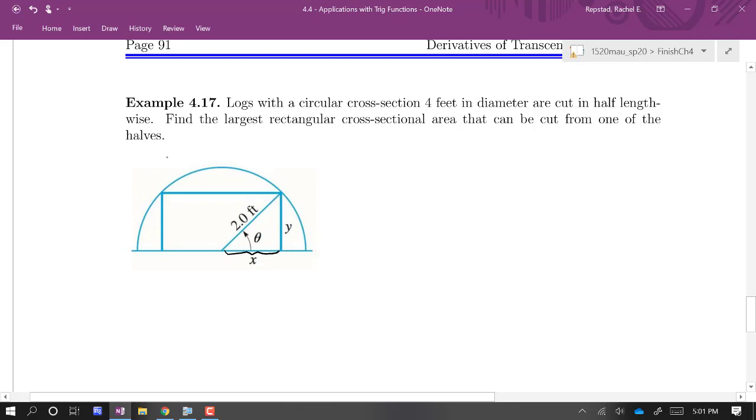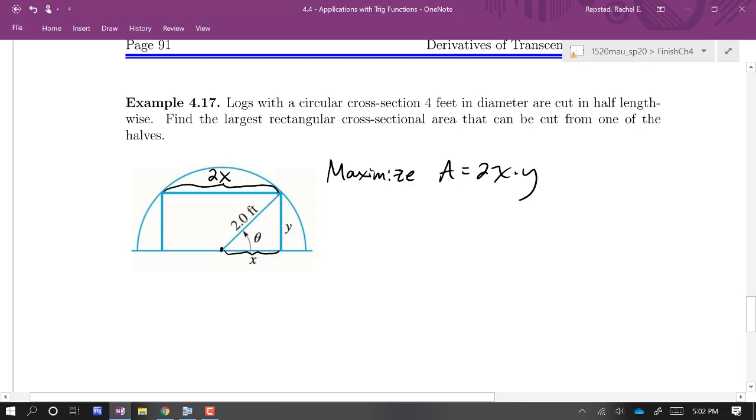So if I'm trying to maximize the area of this rectangle, the lengthwise dimension is 2 times x. And so we want to maximize area, which is length times width, or in this case, 2x times y. There are no trig functions there, but we can make trig functions out of this. We know the measurement from the center of the bottom out to the edge because the circular cross-section was 4 feet in diameter, which means that this diagonal is a radius.